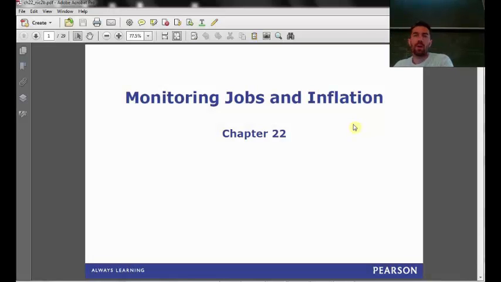So we are working through chapter 22, talking about unemployment, and today we're going to start talking more about inflation as well.